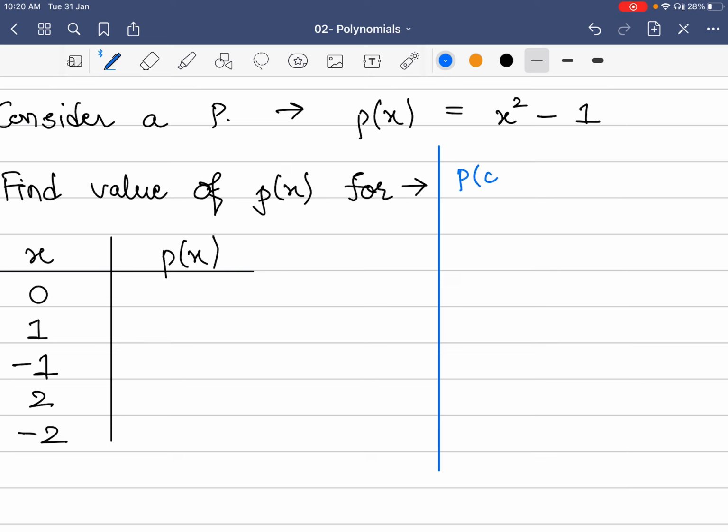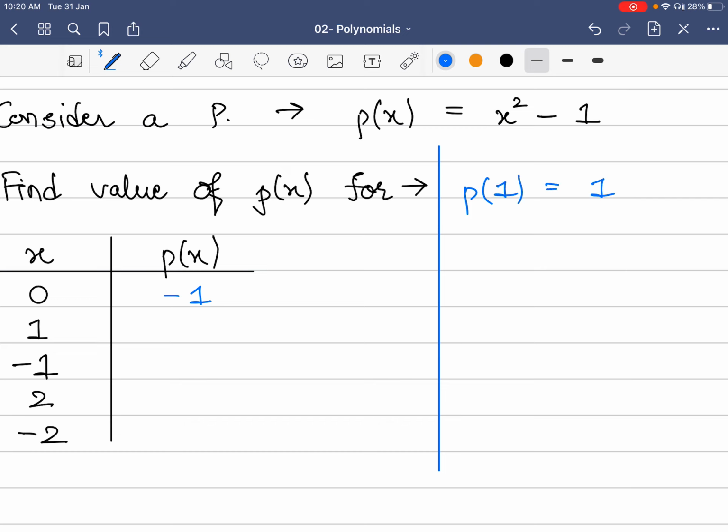So P of 0 will be equal to 0 square minus 1. That will be equal to 0 minus 1, and that will be equal to minus 1. So the value of P of x is minus 1 when x is equal to 0. Let's substitute x equal to 1. I'm going to just erase this. Yes, so quickly, this is P of 1.